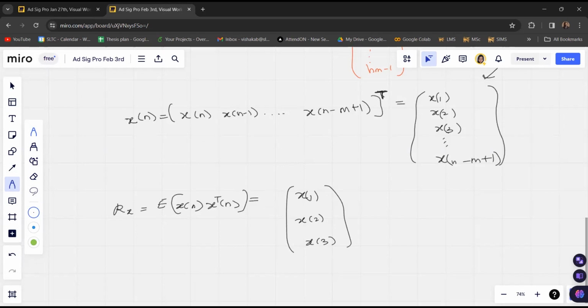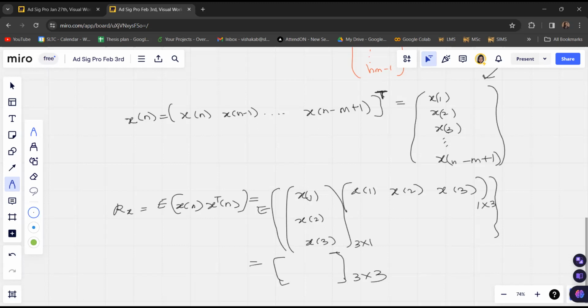Then we take the multiplication with its transpose, which is x1, x2, x3. Then we take the expectation of the entire thing. So we can multiply this and produce a 3 by 3 matrix, because this multiplication is with 3 by 1 and 1 by 3 vectors. So there will be a 3 by 3 matrix in here. The 3 by 3 matrix will have special properties, a positive definite matrix behavior.